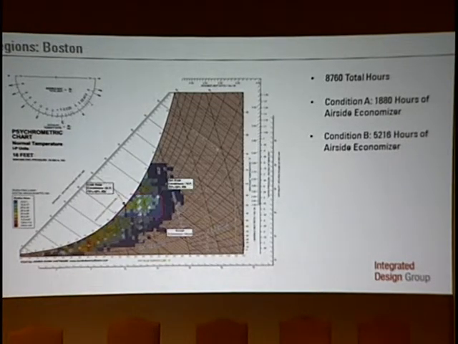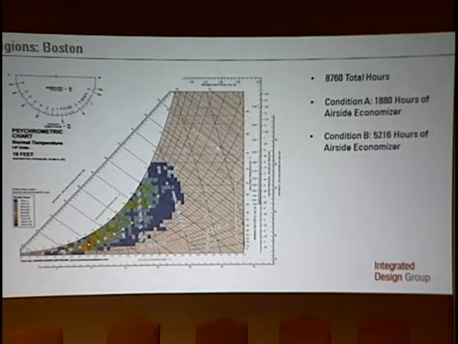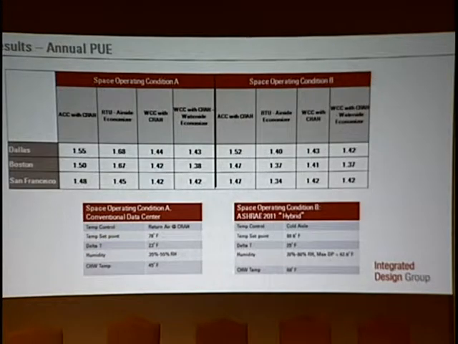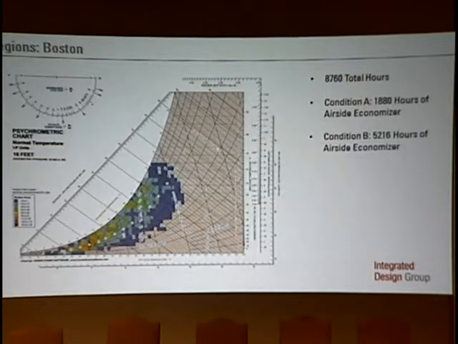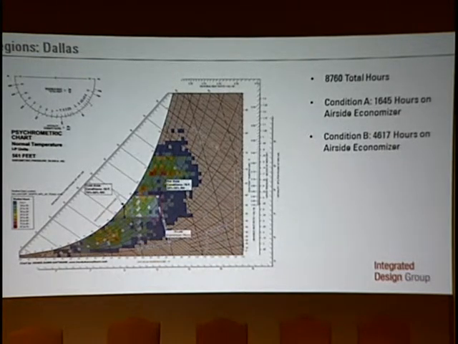If you look at the PUEs that we had, Dallas actually had fewer hours than Boston on air side economizer. So their PUE under condition A was 1.68 versus Boston, which was 1.67. So Boston was actually better, had more hours. If you go back to Dallas here, that was condition A.